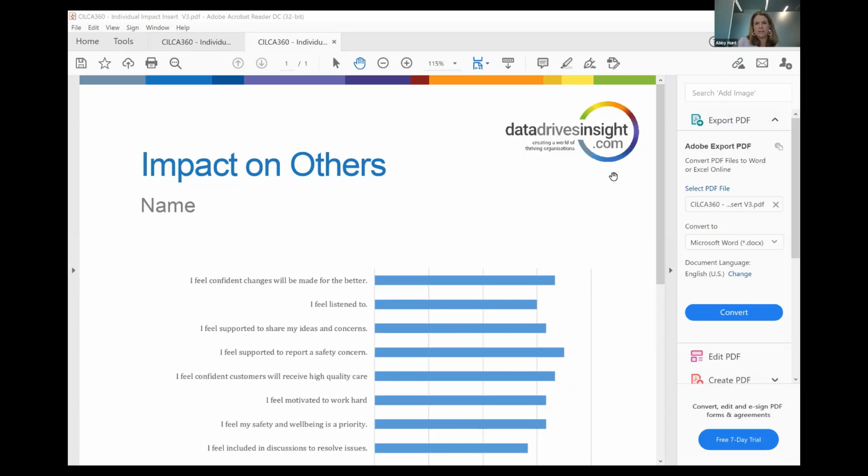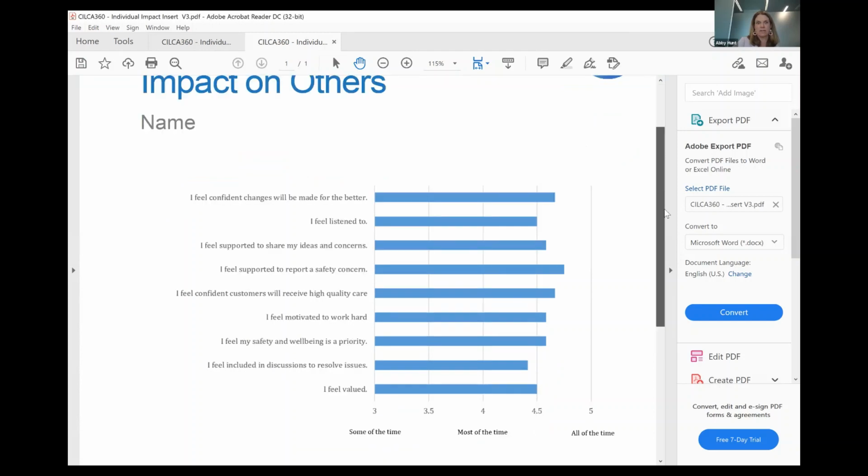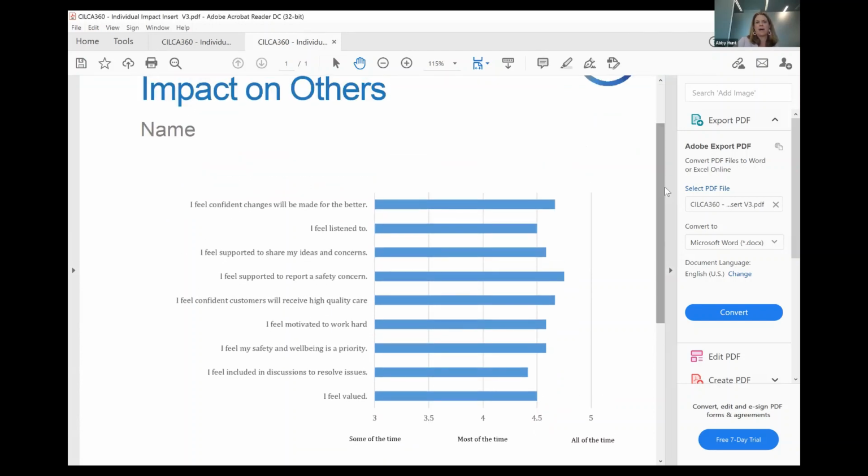Can you all see the impact graph in front of you now? Okay. So this is the example of the impact graph, which is the only one I can find right now, so I'll figure that out. As you can see here, it asks the following questions, so just have a little read through those. You can see, from some of the time right up through to all of the time: I feel more confident, changes will be made for the better, I feel listened to.